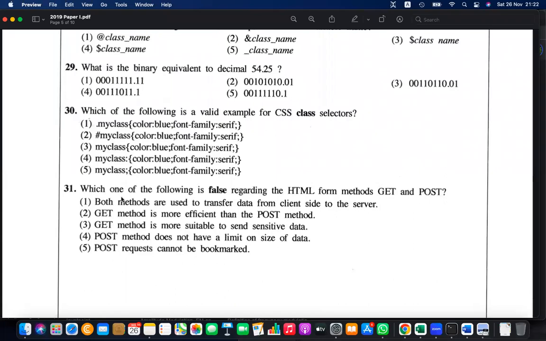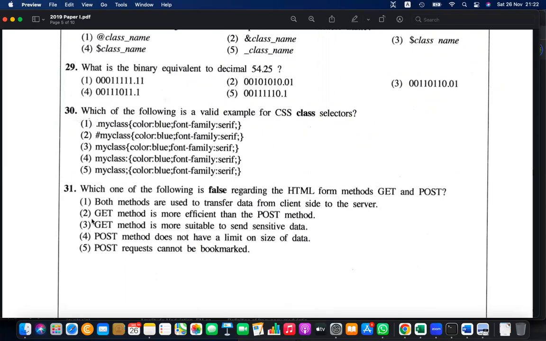Okay, 31. Final question for today. Which of the following is false regarding the HTML form methods GET and POST? Both methods are used to transfer data from client side to server. Very true. Get method is more efficient than post. Yes, get is faster. Sending through the URL is faster. Get method is more suitable to send sensitive data.